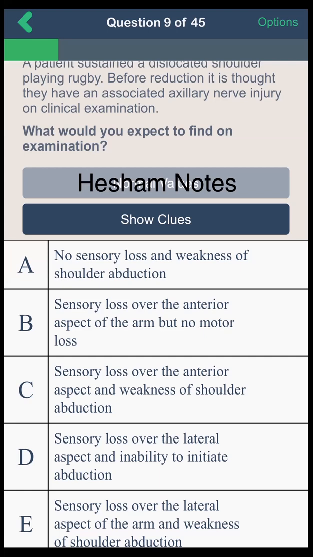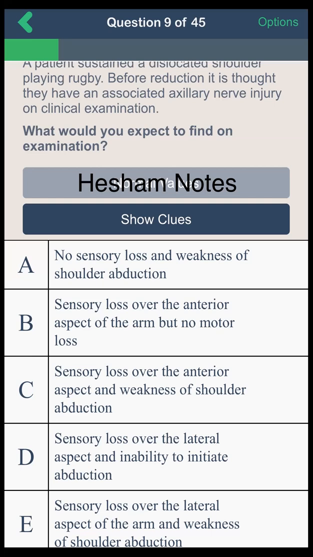A patient sustained a dislocated shoulder while playing rugby. Before reduction, it is thought that they have an associated axillary nerve injury on examination. What would we expect to find on examination? No sensory loss and weakness of shoulder abduction. No sensory loss over the anterior aspect of the arm, but no motor weakness. Sensory loss over the anterior aspect and weakness of the abduction. The sensory loss over the lateral aspect and inability to initiate abduction. Sensory loss of the lateral aspect of the arm and weakness of shoulder abduction.